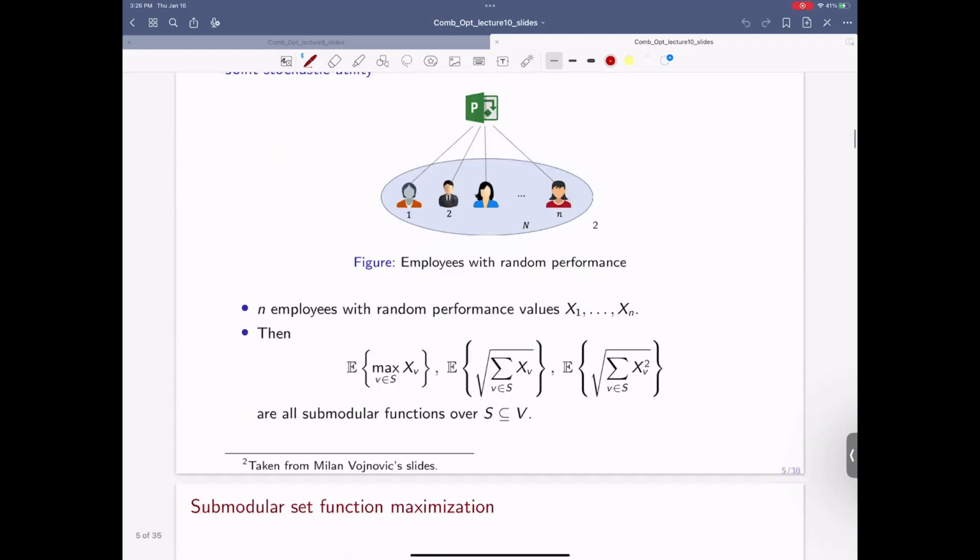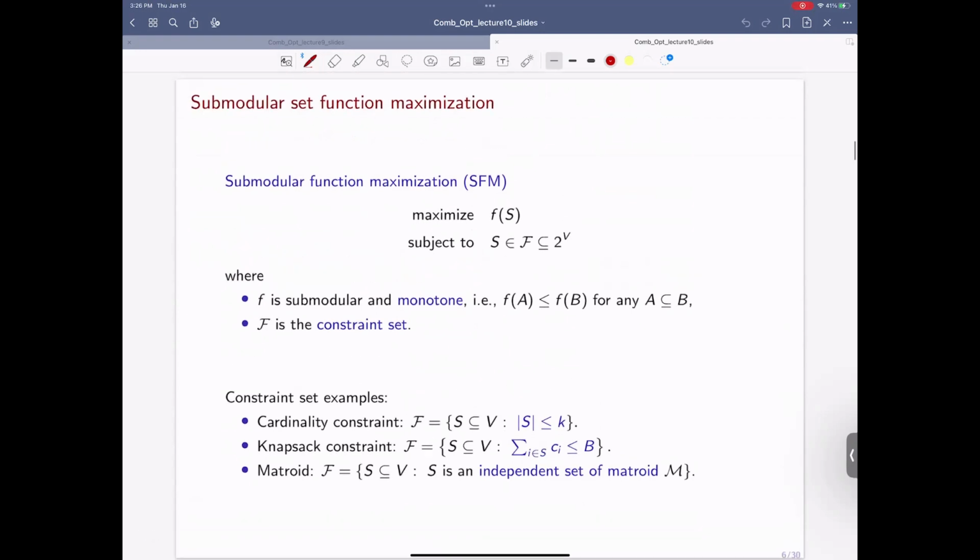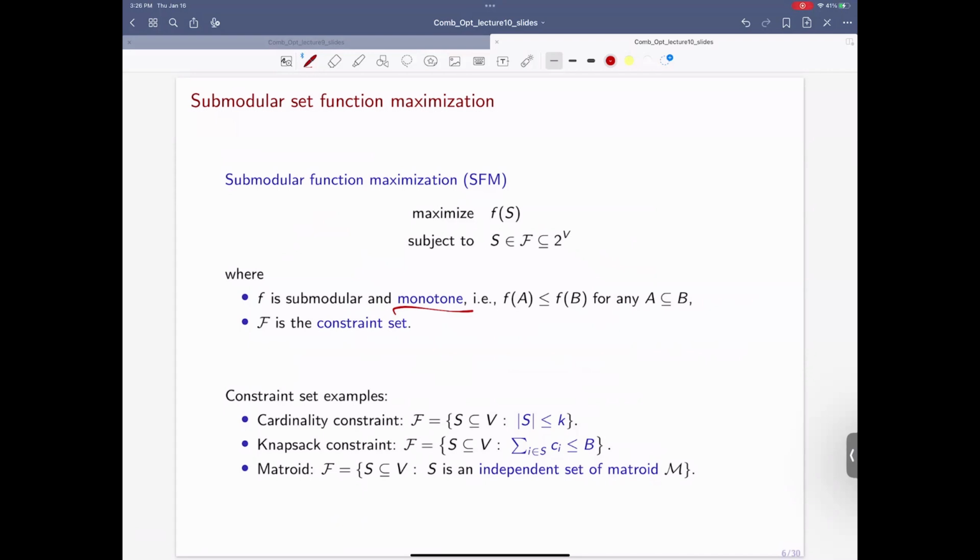Okay, so I'm interested in the problem of maximizing a submodular function. That is, I have a submodular function and I want to take a subset that maximizes the function value. But I care about the monotone case. What it means is that if you take a larger set, it gives you a higher function value. If you take two subsets A and B, where A is included in B, the value of B is greater than or equal to the value of A.